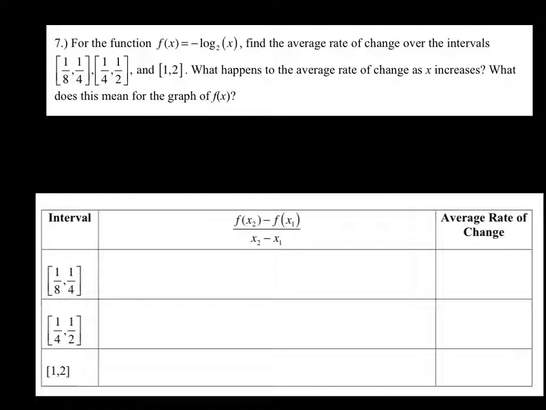The last function is a log function. So again, both functions that we've done in the past, exponential and now log, we've got negative log base 2 of x. So it says find the average rate of change over the intervals x is 1/8 to 1/4, x is 1/4 to 1/2, and x is 1 to 2. So for this, it's going to be the same idea. You evaluate your function on the top, the difference, and divide it by the difference of your x values. You'll just have to remember how to evaluate for a log function.